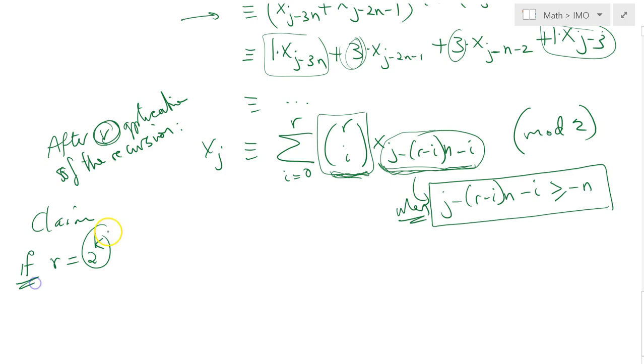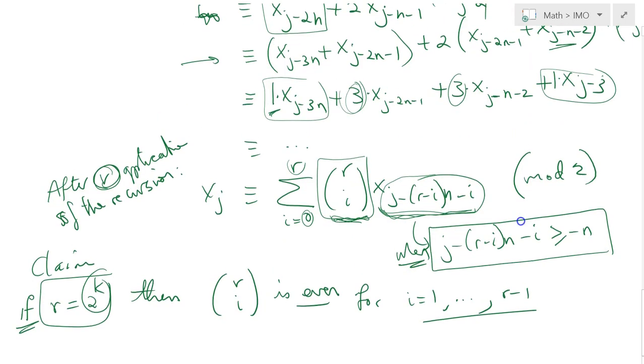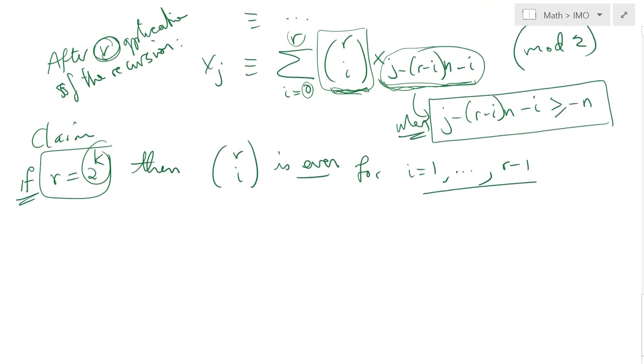If r is in this form, then r choose i is even. Very simple claim, for i from 1 all the way up to r minus 1. It won't work for i equals 0 and r, because there you will have just 1.